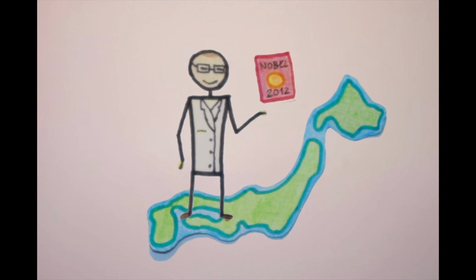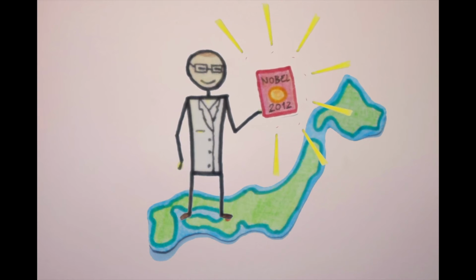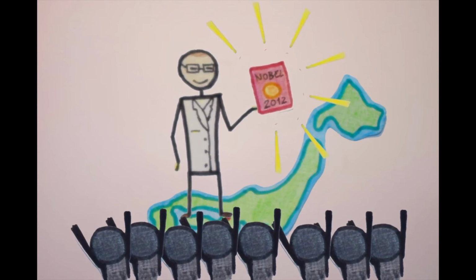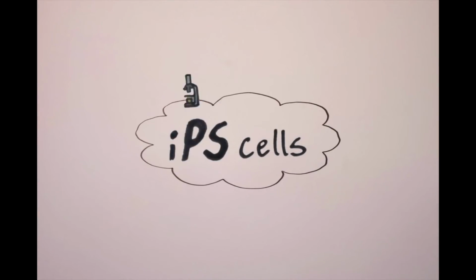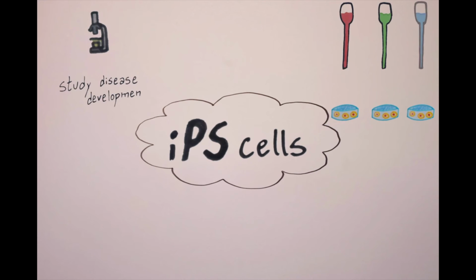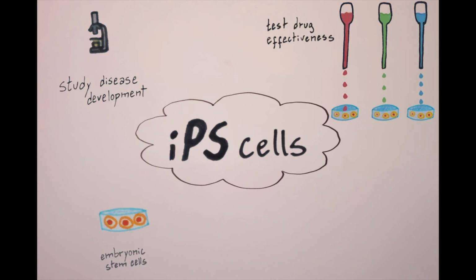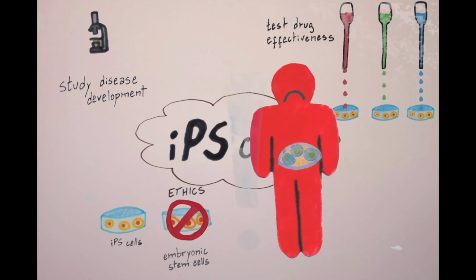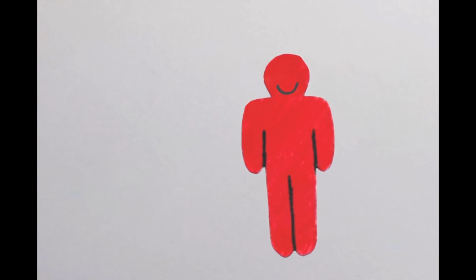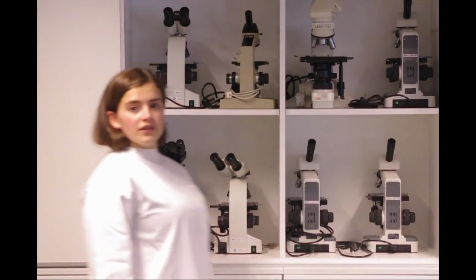In 2012, just 6 years after publishing his results, Yamanaka received a Nobel Prize. His discovery has endless applications in medicine. iPS cells can be used to culture defective cells in vitro, providing a tool to study disease development and drug effectiveness. They may replace embryonic stem cells in research and therapy, thus overcoming various ethical issues. And they could help type 1 diabetes patients by providing them with new healthy beta cells. It's an open field of research and there's a lot to discover. Will you join?